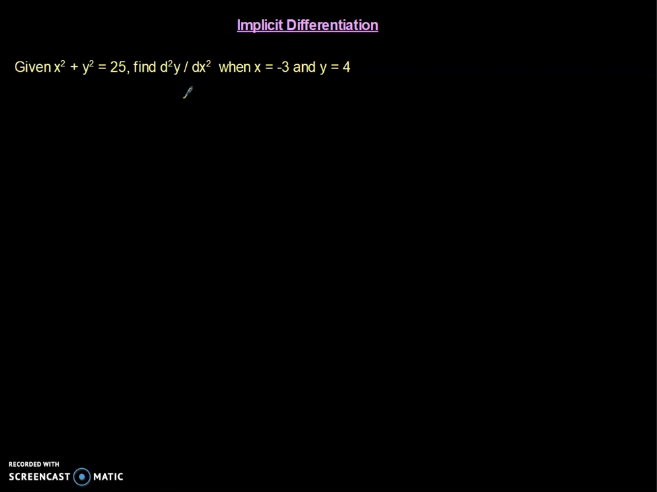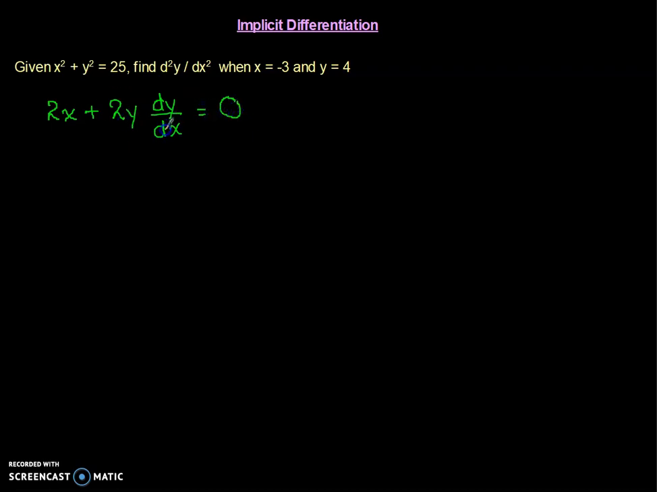Now, the first time we derive it, nothing we haven't done before. We've also done a similar problem to this. So I'm just going to derive x squared, which would give me 2x, plus y squared, which would be 2y. And again, I'm going to note dy over dx equals, you also derive the other side. The derivative of any constant, which in this case 25, would be 0.